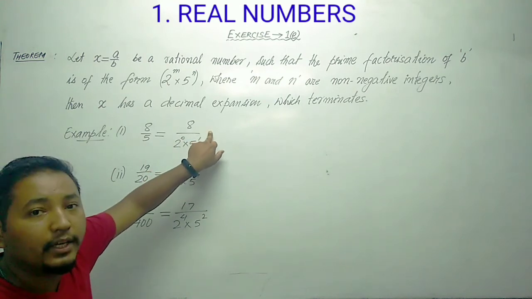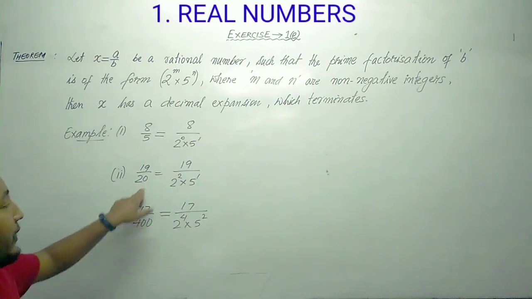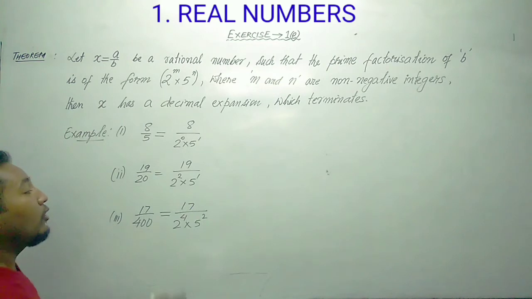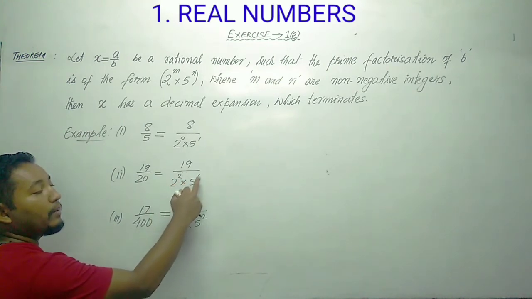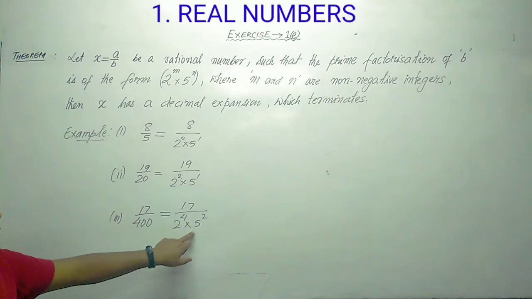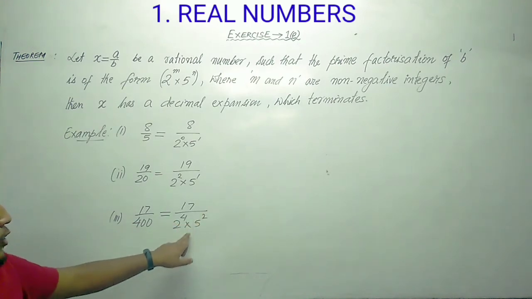Therefore, this is terminating. 19 by 20. Check the denominator only, okay, not the numerator. Check the denominator only. 2 to the power 2 into 5 to the power 1. 2 to the power m, 5 to the power n. 17 by 400: 2 to the power 4 into 5 to the power 2. 2 to the power m into 5 to the power n.